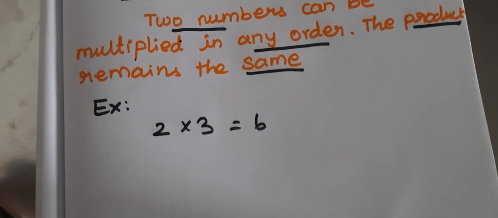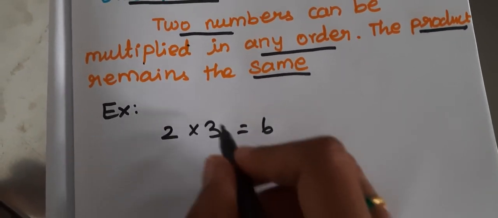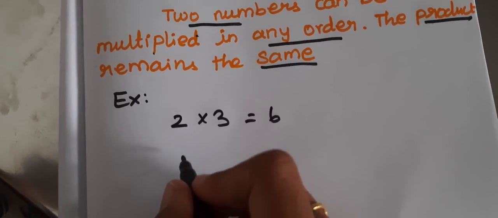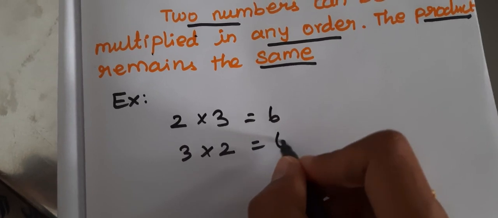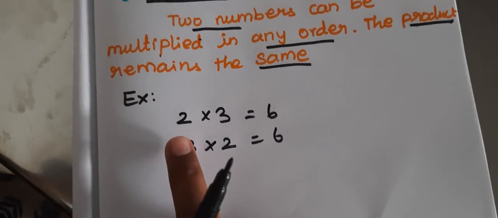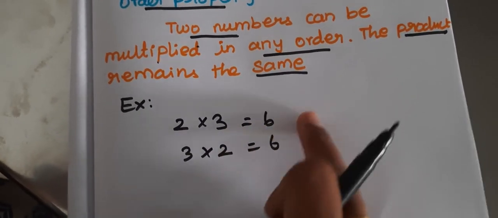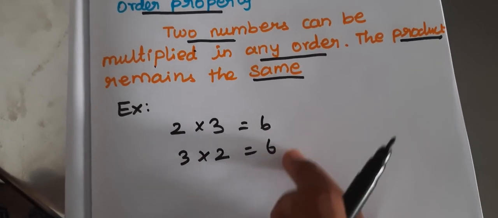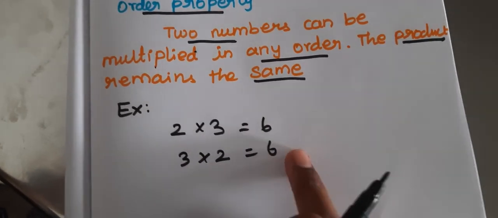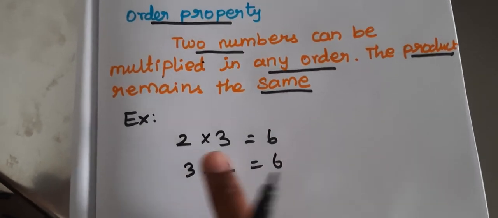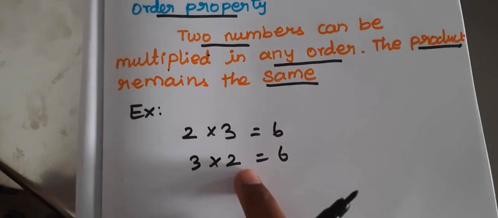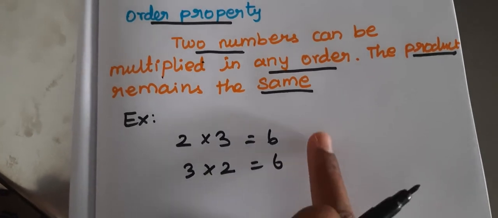You know very well. Here I am going to change the order. How do I change the order? See here, 3 into 2 equal to 6. So see here, if we change the order, the product will not change. We will get the same product. So two numbers can be multiplied in any order. The product remains the same.